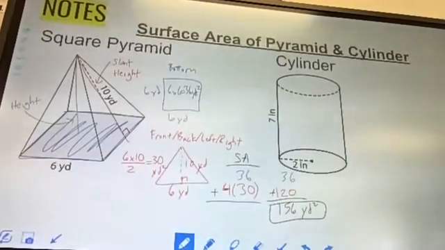So we have a circle on top, we have a circle on bottom. What's this right here? What shape is that? I think it's gonna be a rectangle. Is it gonna be a rectangle? Okay, so let's see. Let me open this up, this can, okay?